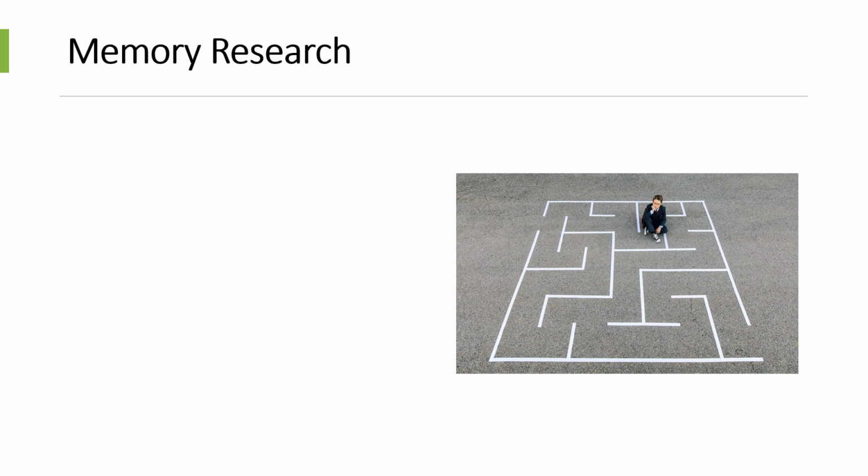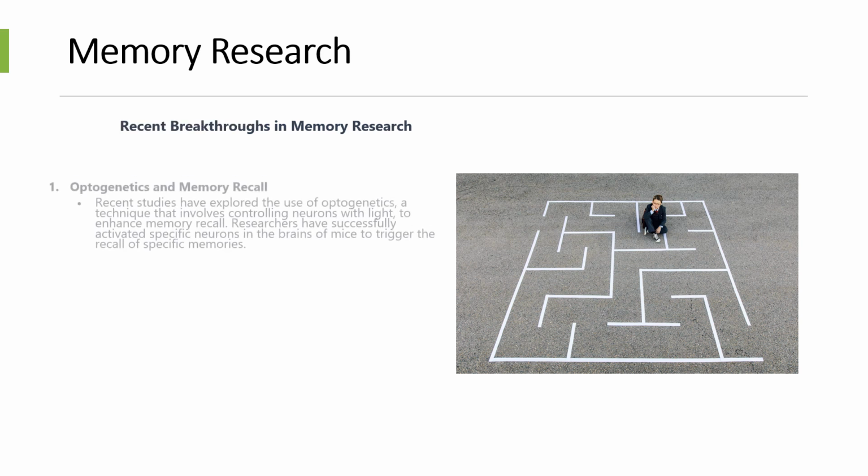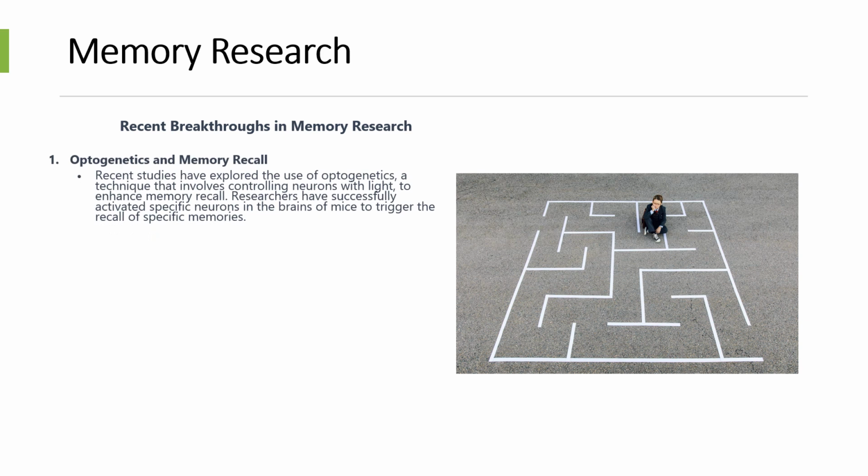Memory research. Recent breakthroughs in memory research. Optogenetics and memory recall. Recently, studies have explored the use of optogenetics, a technique that involves controlling neurons with light. To enhance memory recall, research has successfully activated specific neurons in the brains of mice to trigger the recall of specific memories.